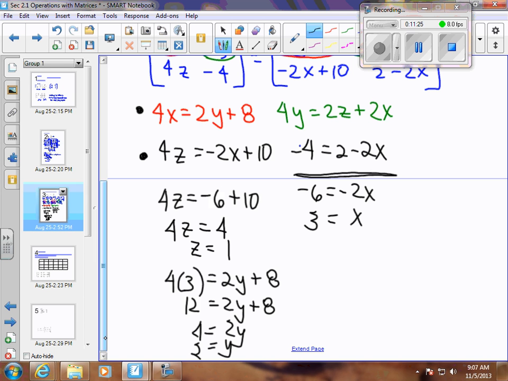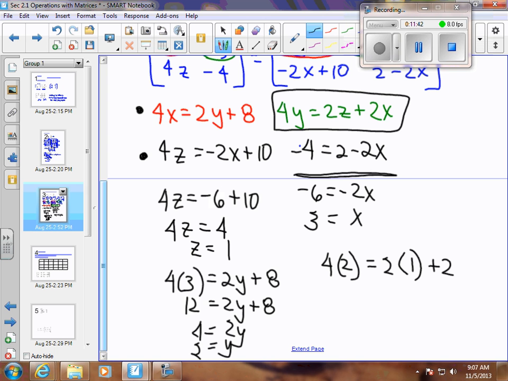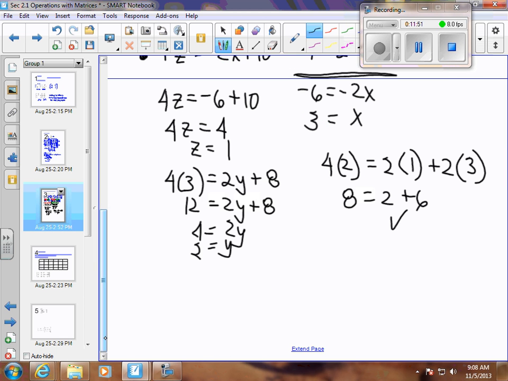And I could check using that last equation just to make sure everything worked out properly. 4 times 2 is supposed to be equal to 2 times z, which is 1, plus 2 times 3, which is x. 8 equals 2 plus 6. Looks good. So my answers are x equals 3, y equals 2, and z equals 1.